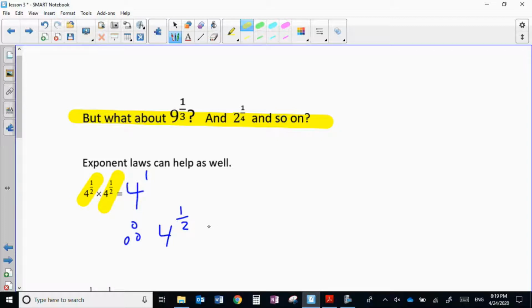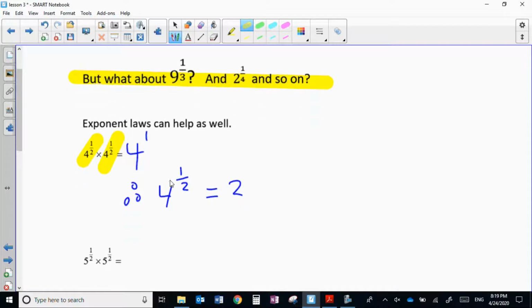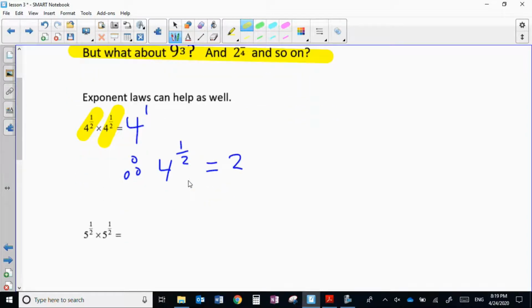So 4 to the power of a half must be 2, because 2 is the only number that you can multiply by itself to get 4. Sure enough, that's also the square root of 4. The same argument can be made for a number like 5.